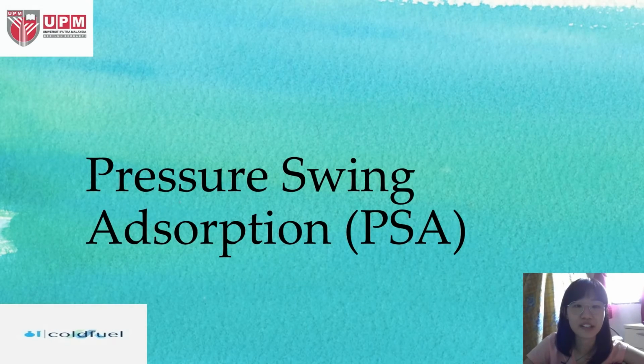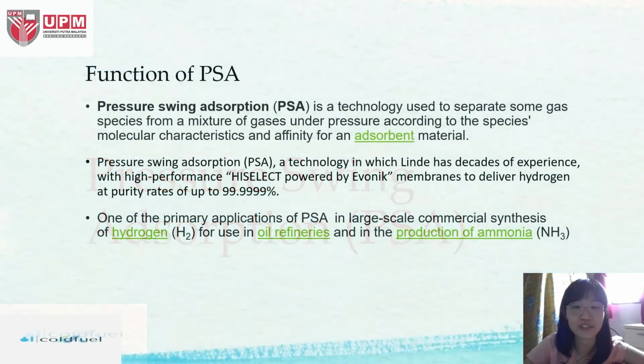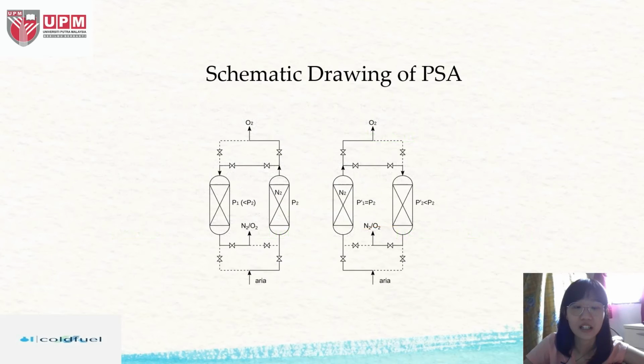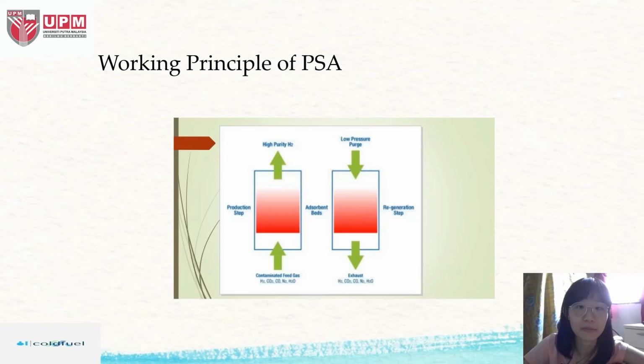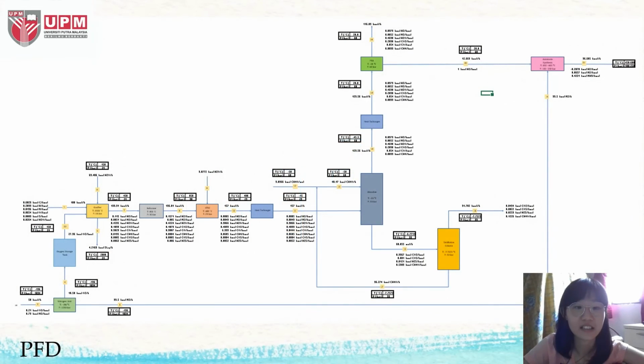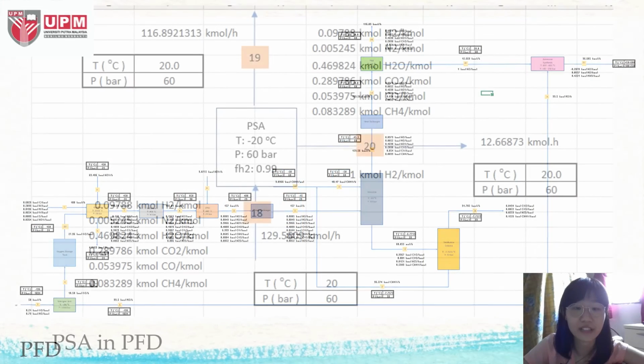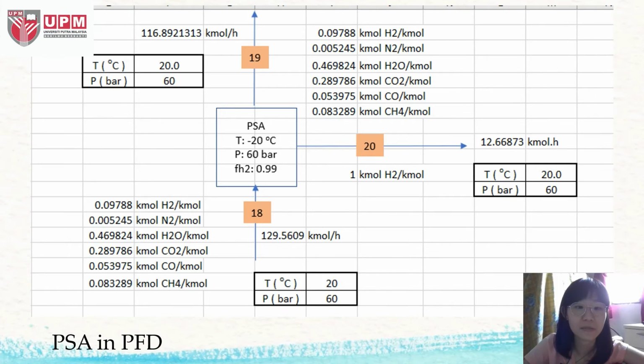Okay, so I'm going to present on PSA, pressure swing absorption, where its function is to deliver hydrogen at a purity rate of 99.999%. One of its primary applications is in large scale ammonia production. Okay, the schematic drawing of PSA and the working principle of PSA. This is the overall PFD, and this is the zoomed-in PSA in the PFD.